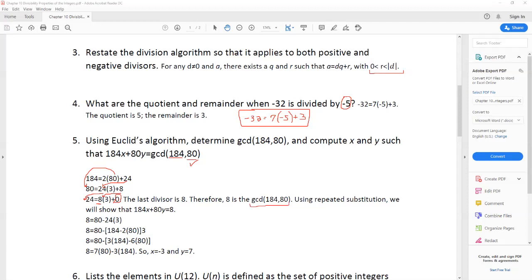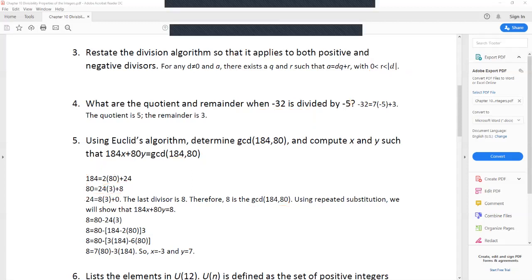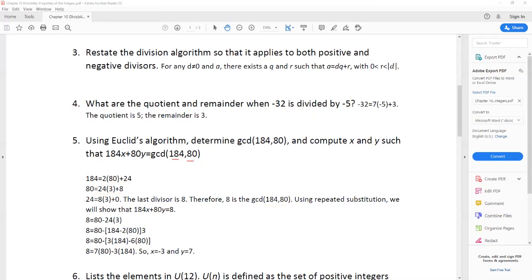Because if we go back to the very beginning of the problem, we know that we have to express 184 in terms of 80. Well, if the last divisor is 8, we know that 8 goes into this entire right side because 8 goes into 8 times 3 and 8 goes into 0. And since we would not have a remainder on the right side, that means that 8 goes into 24. So if 8 goes into 8 and 24, then that means if I go to the line above it, 8 would go into this 8, 8 would go into the 24, leaving no remainder on the right side. Therefore, 8 must go into 80.